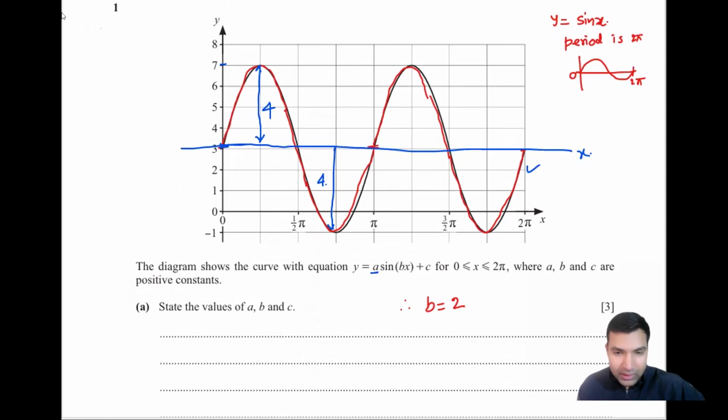Here the multiplication of a with sine x is called the amplitude. What is this a called? This is called the amplitude, the maximum displacement of this wave from the mean position. Okay. So that's 4, and therefore I get a equal to 4.